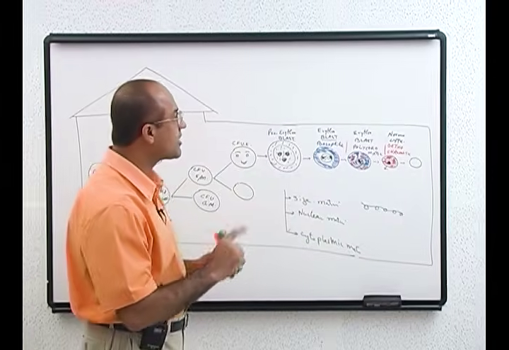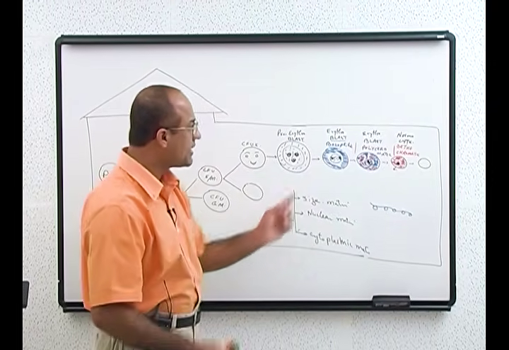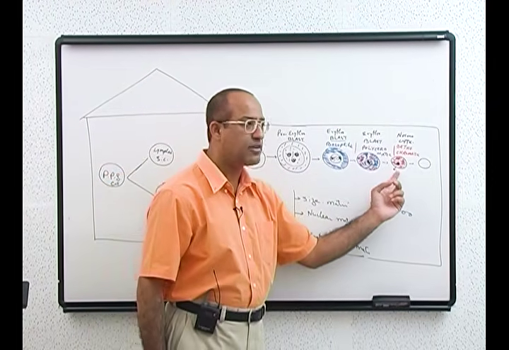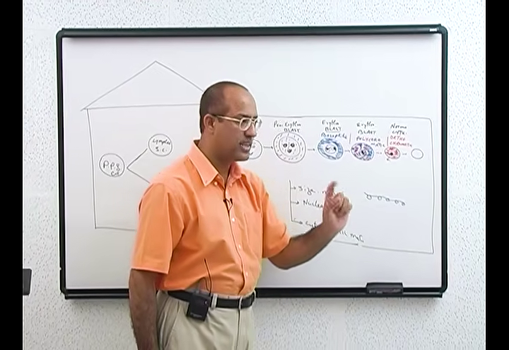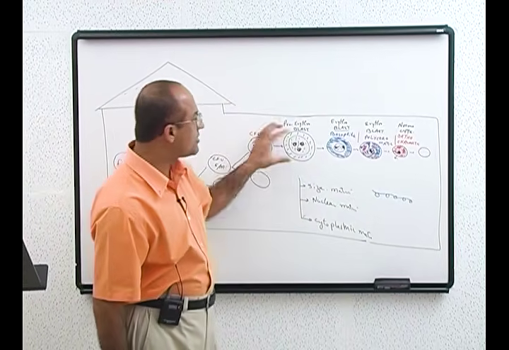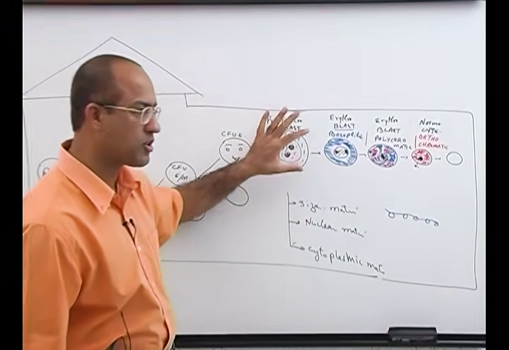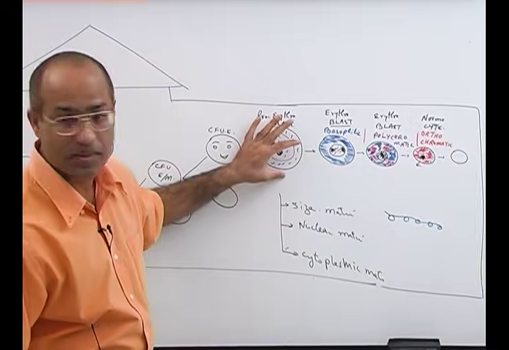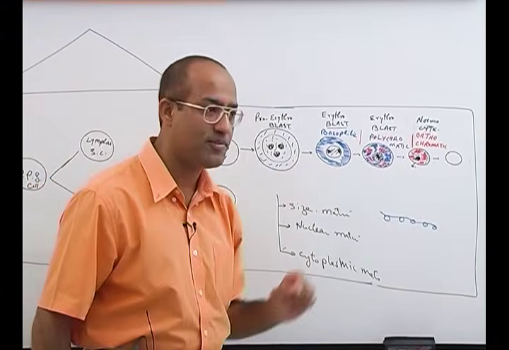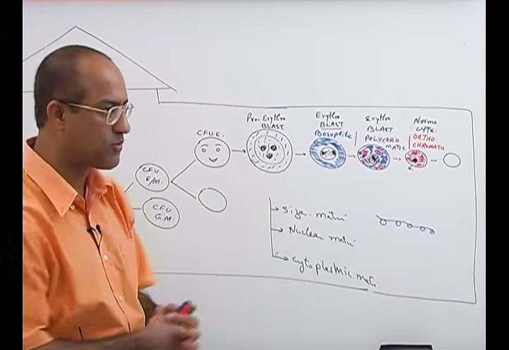Now, I want to clear some confusion. These three cell stages have different nomenclature in different books. Every book, every author, calls the first cell proerythroblast. Thank God, somewhere they agree. After that, the confusion starts. Let's try to manage that confusion.